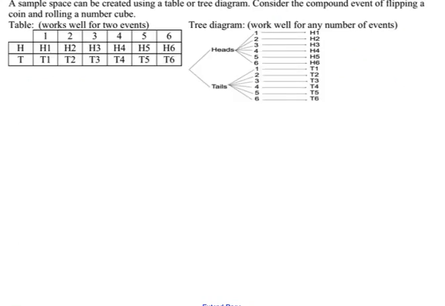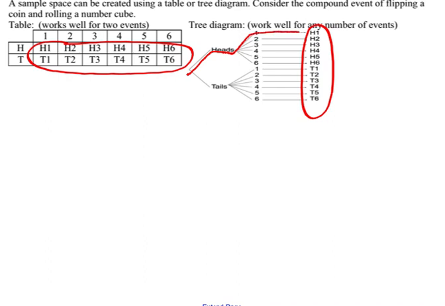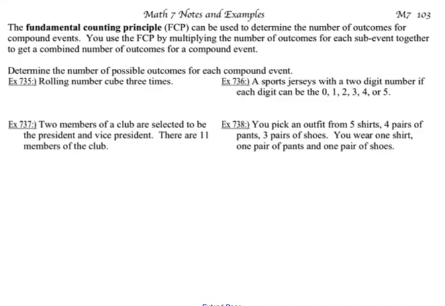Okay, next, this isn't an example, this is more information. A sample space can be created using a table or tree diagram. Consider the compound event of flipping a coin and rolling a number cube. In a table, you can see that the sample space is these 12 events listed here. And on the tree diagram, the sample space is created by following each of the branches all the way out and getting every option into the sample space. And there are 12 things in the sample space here.